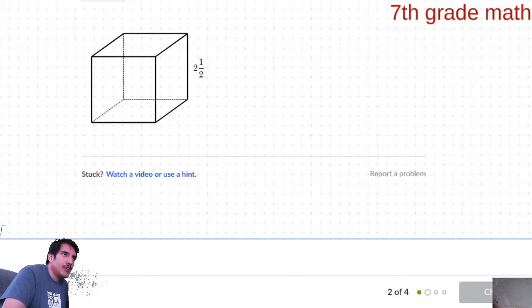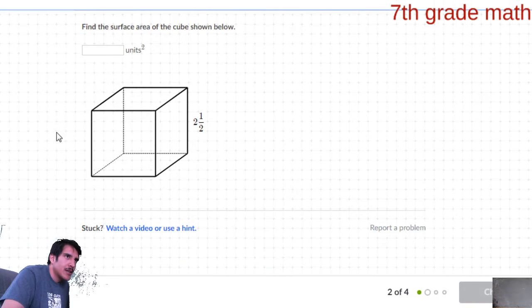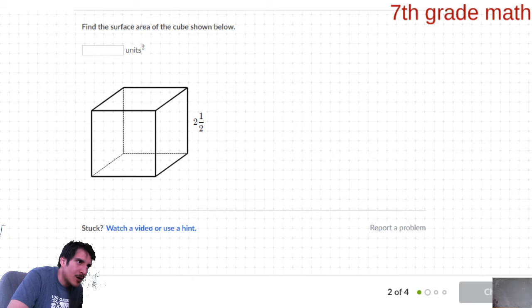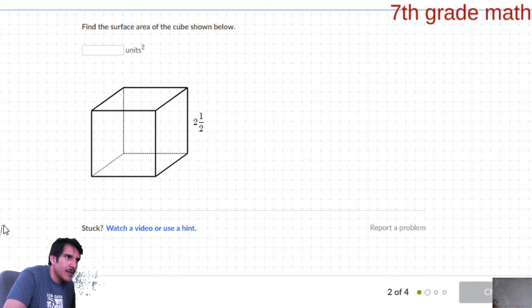Next we got a cube. Find the surface area of the cube shown here. As you can see, they want us to find the surface area. They only give us one of the sides, but if you know anything about a cube, you know that means all the sides are going to be 2.5.